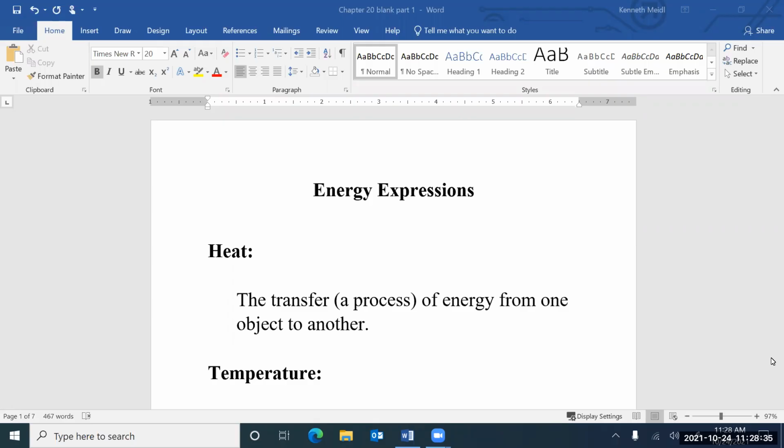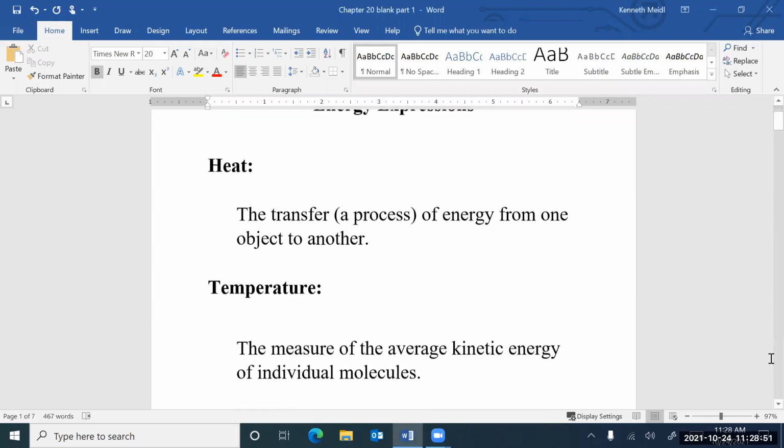So let me kind of remind you of some of the things that we've come up against so far, and how we're going to use this here to describe this idea of a heat engine. So number one, heat, probably a definition that you want to memorize. That's a transfer of energy from one object to the other object. Now, in your reading, you really have three main ways that this is going to take place, right?